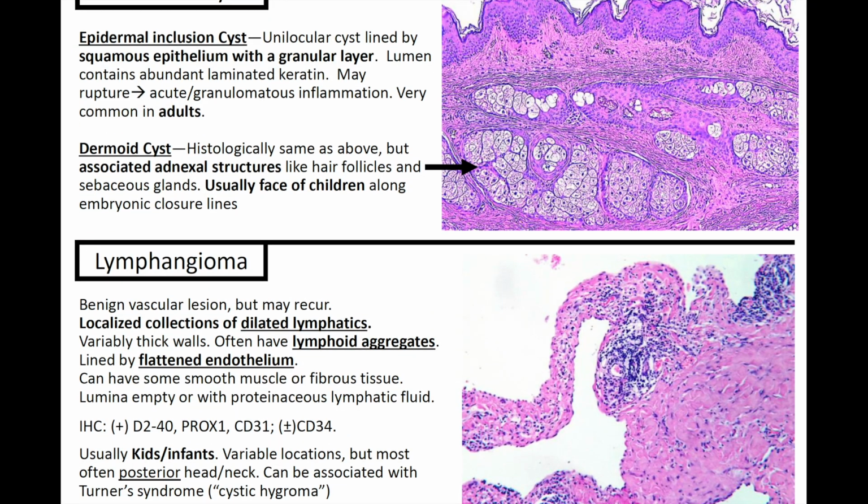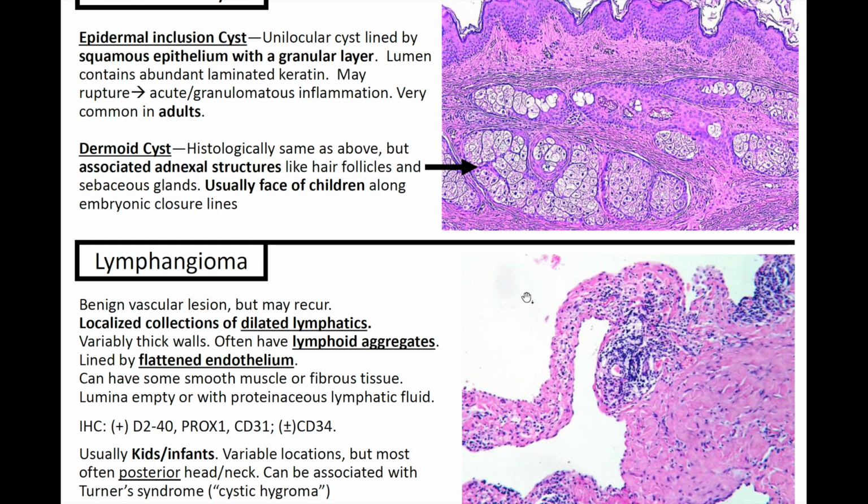All right, next up we've got lymphangioma, which is a benign vascular lesion that may recur, and it's a localized collection of dilated lymphatics, as the name would suggest, right? Lymphangioma sounds like it's going to involve the lymphatics. It can have variably thick walls and often has lymphoid aggregates, which is what we see here. And it can be lined by flattened endothelium, which is also what we're seeing here.